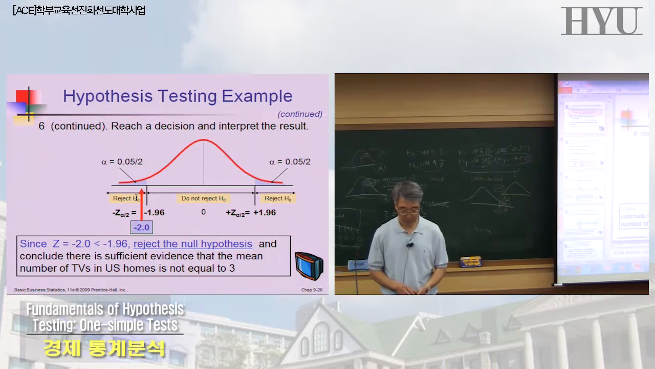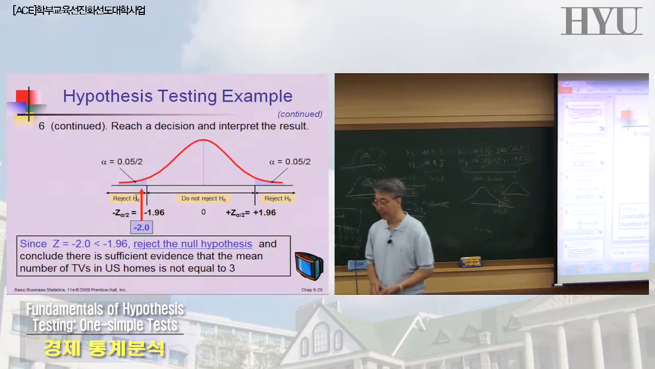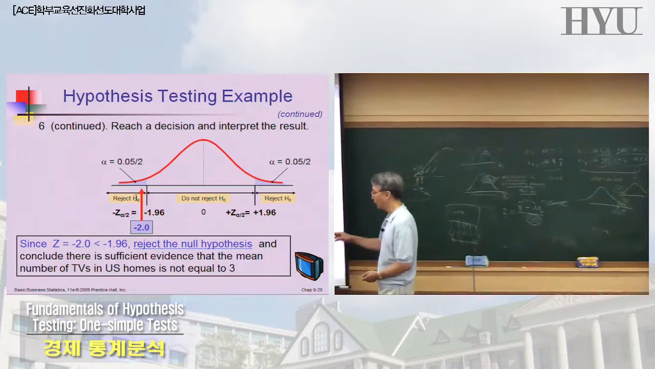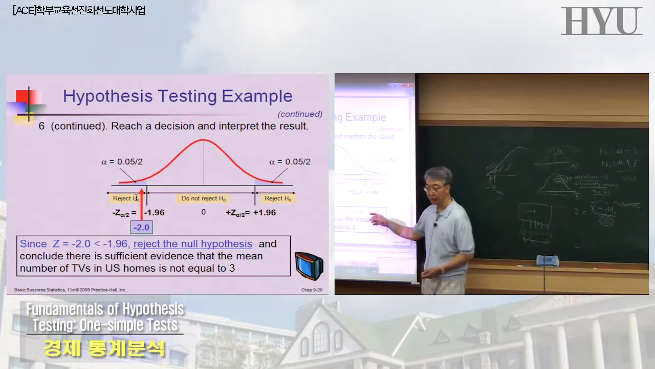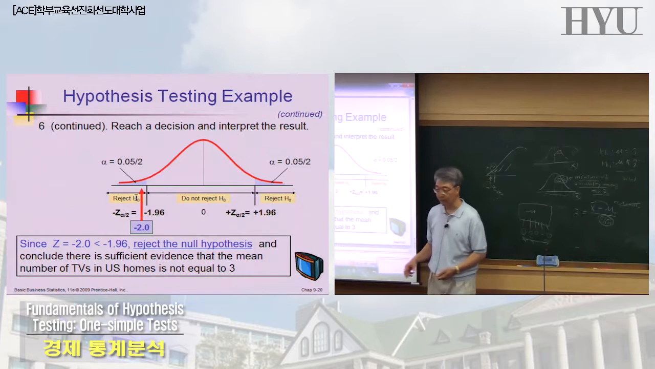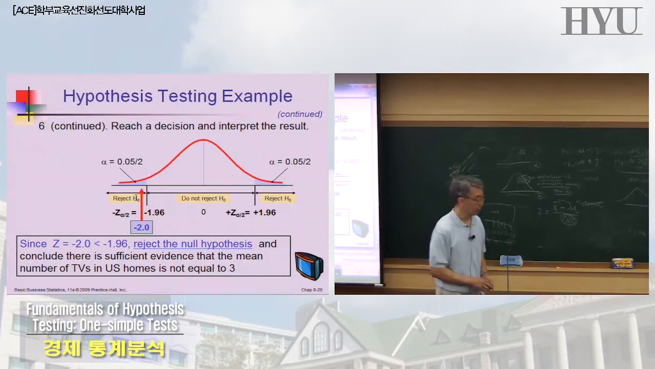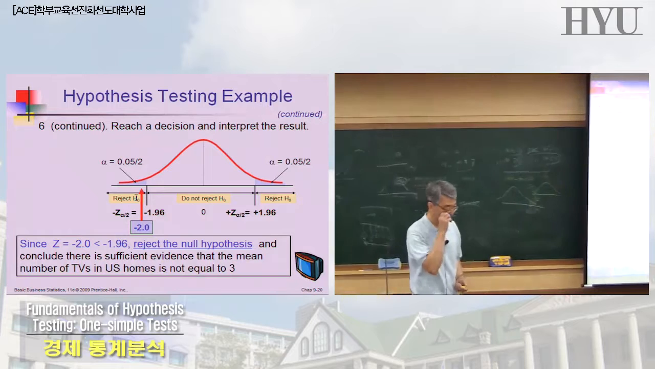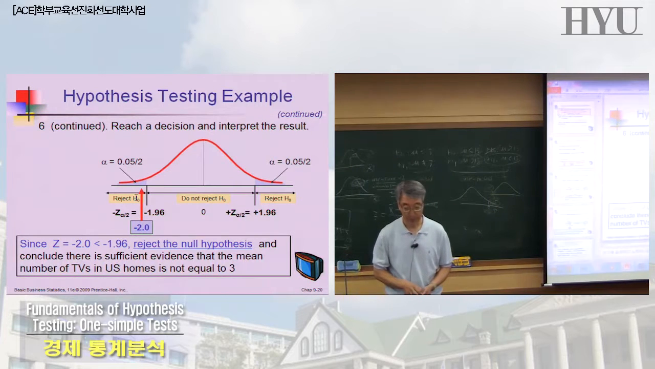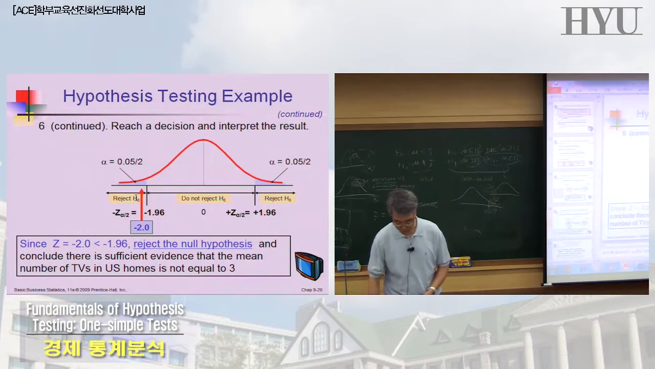and say there is sufficient evidence that the mean number of TVs in U.S. homes is not equal to 3. Just saying reject the null hypothesis is not enough. You have to also make the interpretation. What does that mean in the context of the problem? Make sure you do that. Any questions?